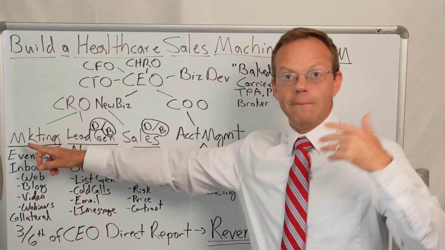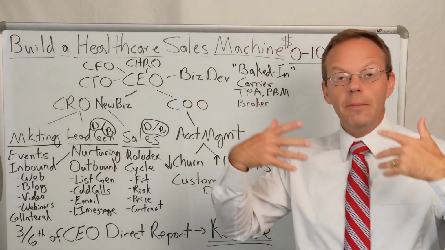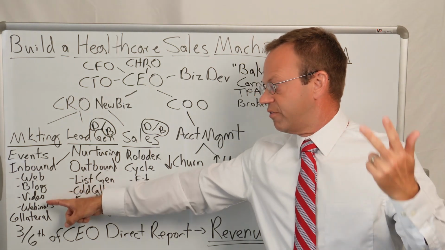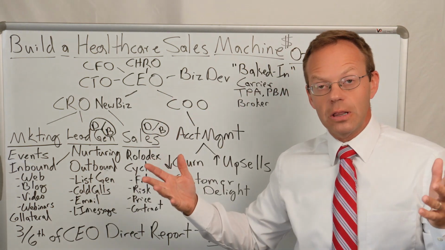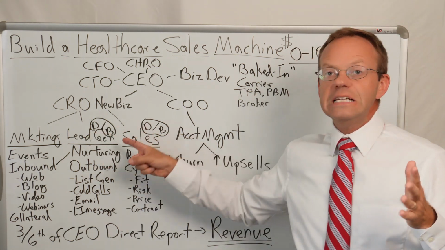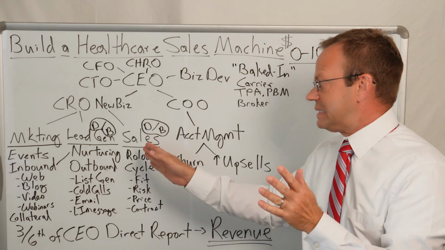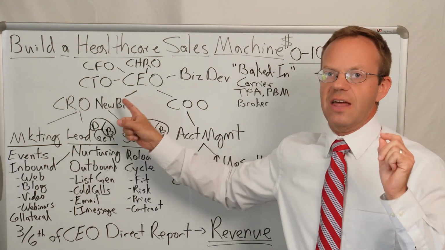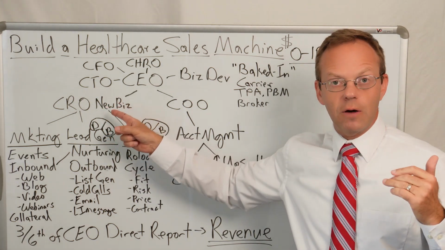Now, for marketing, that person is responsible for events, for inbound marketing, in other words, leads coming in through their website, the blogs, video content, webinars, and also generating all the sales collateral as well. Now, lead generation or prospecting needs to be its own separate department. It's not sales, it's not marketing, it's in between, but it still reports to the head of new business development, the chief revenue officer for new business.